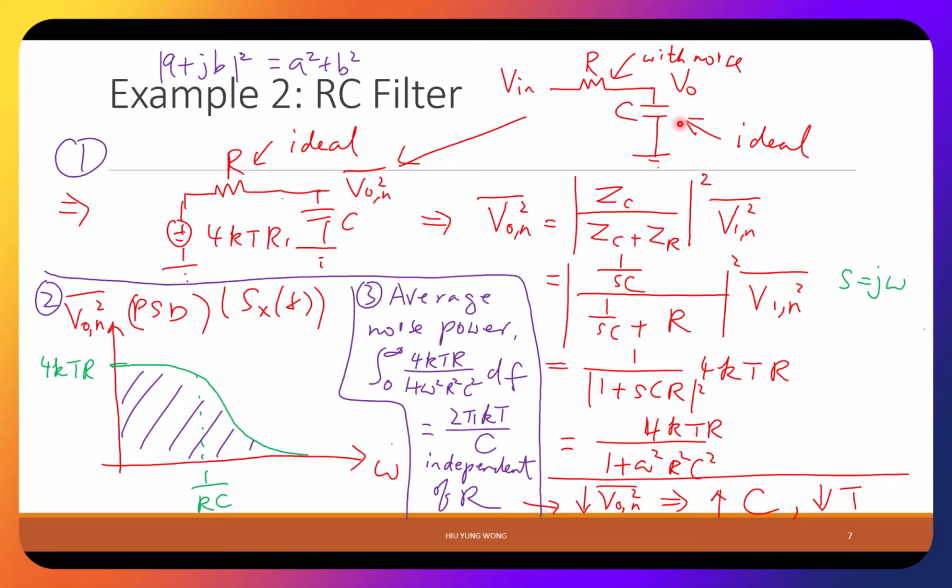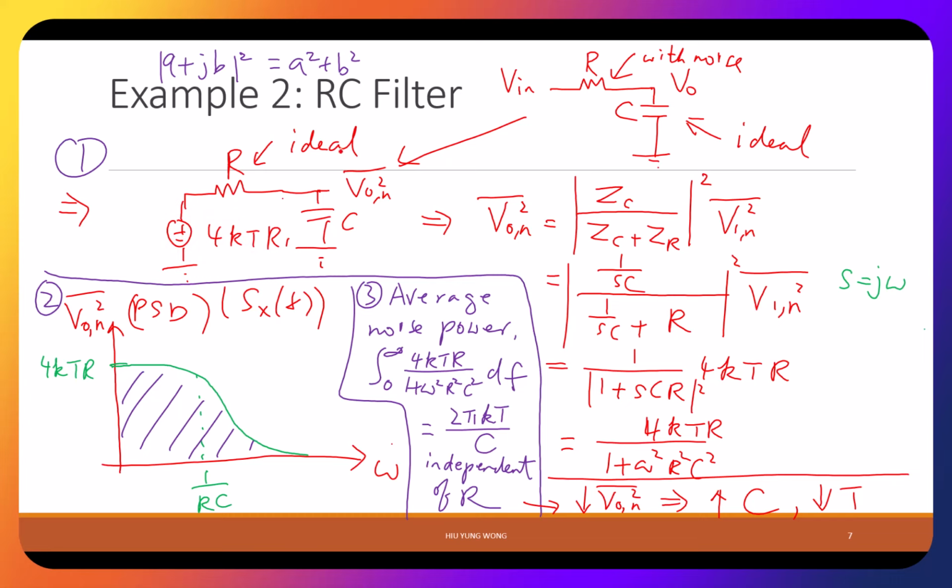In our class, we assume the capacitor and inductor are ideal. Now, if not, what can we do? We just add a parallel or series resistor to it, then it will have a noise. Here, we assume it's ideal, no parallel, no series resistor. And this is the equivalent circuit. Now I make this R ideal, and then I say I have an extra noise source, which is 4kTR1.